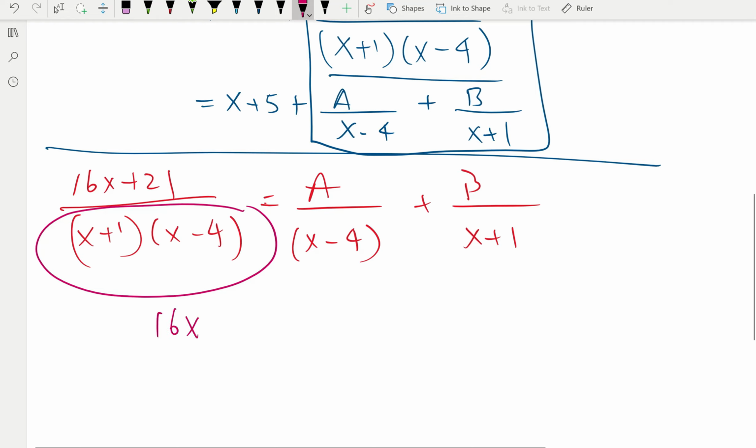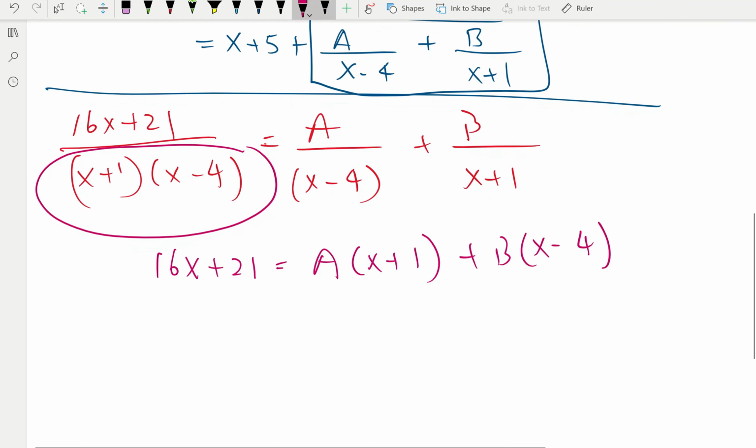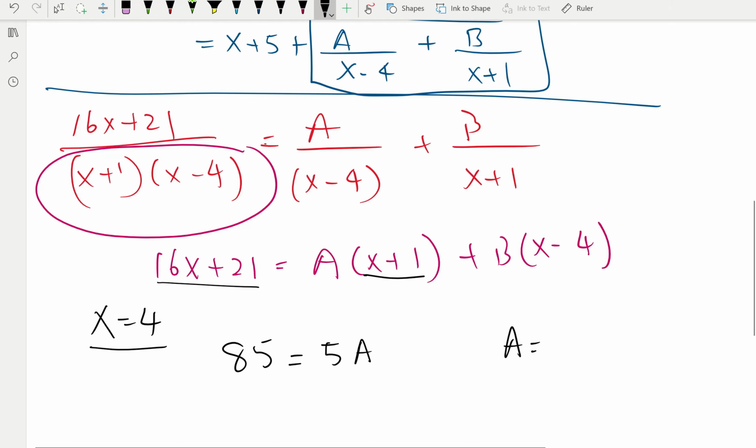So we have 16x plus 21 on the left-hand side, and a times (x plus 1) and b times (x minus 4). You have already seen this a lot in my video series. Now the magic numbers. To find a, we can use x equals 4. If you substitute x to be 4, the left-hand side is 16 times 4, which is 64. 64 plus 21 is 85. And 4 plus 1 is 5. So 5a equals 85, a is 17.